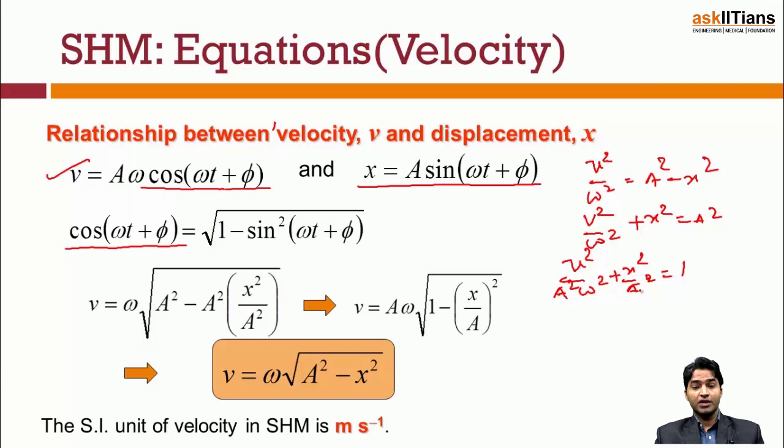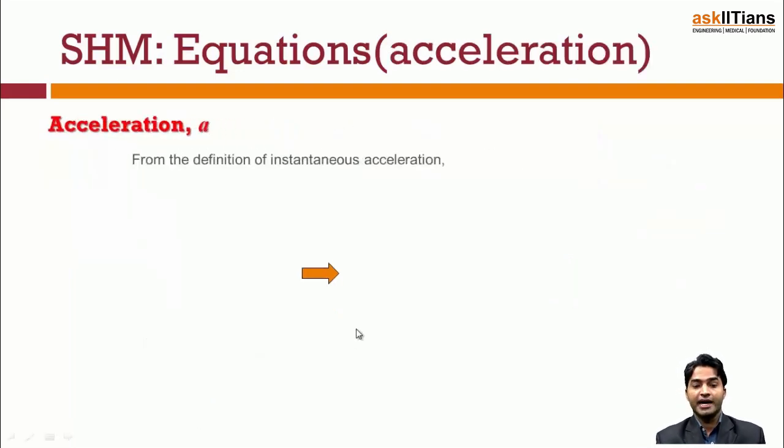So x square by a square equal to sin square(omega t plus phi). On substituting the corresponding values, we are getting v equal to a omega under root of 1 minus x by a whole square, and finally we get v is equal to omega under root of a square minus x square. So in another term we can say that this can be written as velocity at any position x is equal to omega under root of a square minus x square, and its unit is always meter per second.